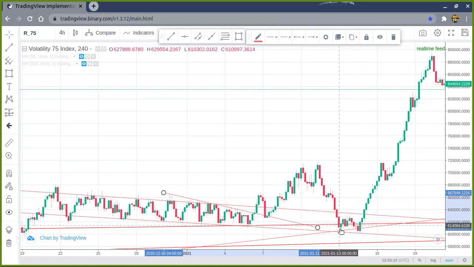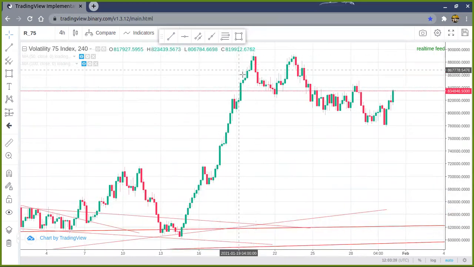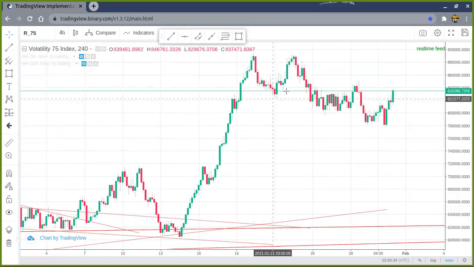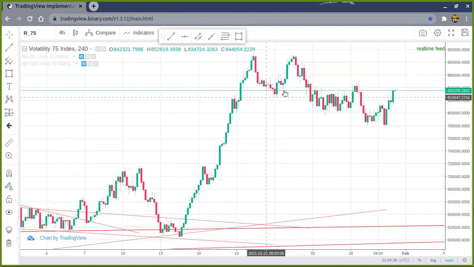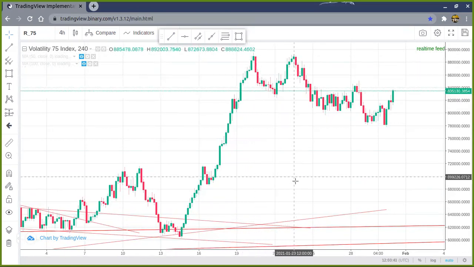So it succeeds finally with a double bottom and then engulfing on the trend line from the daily time frame. So it goes all the way up here. And here, once again, you can see a double top. So this is an indication of the price being exhausted. It's gone far away.